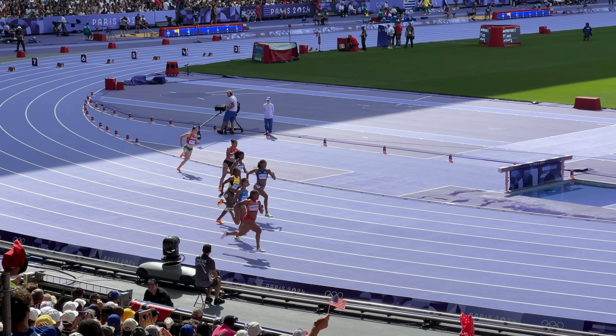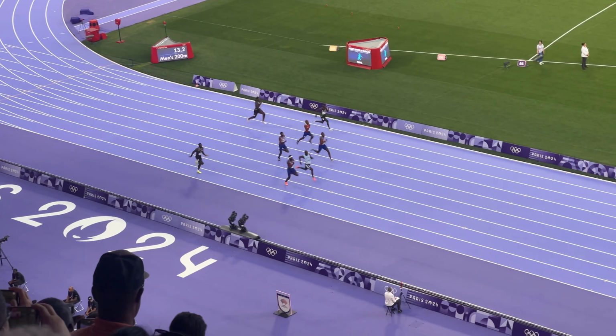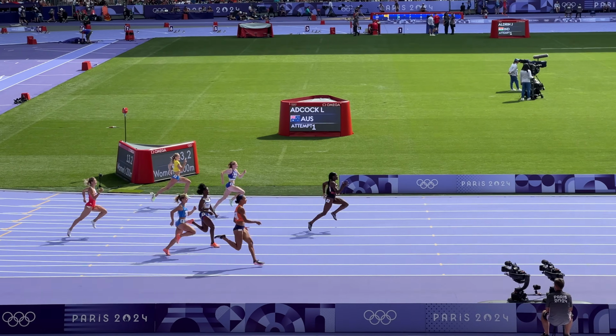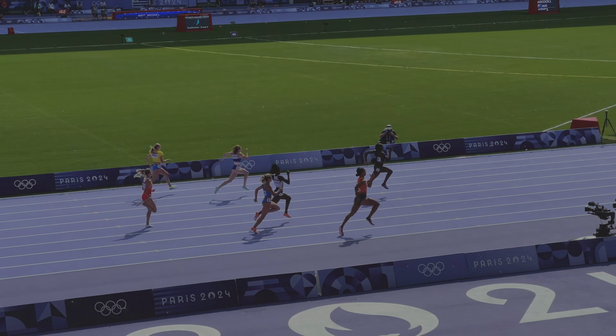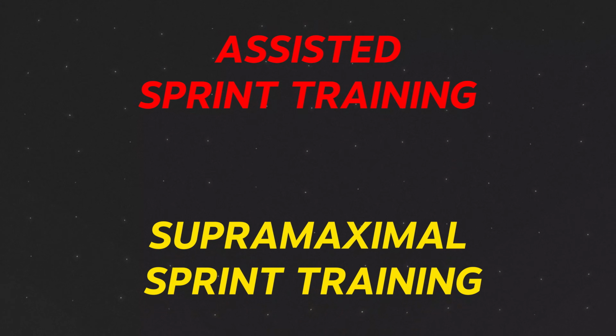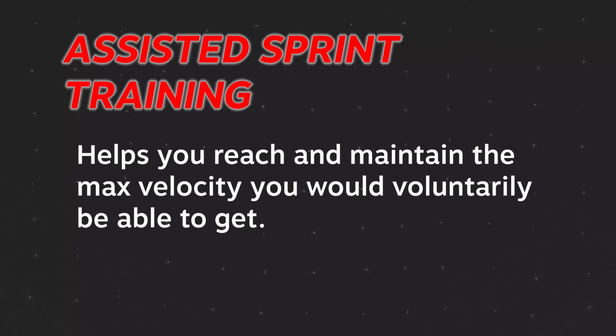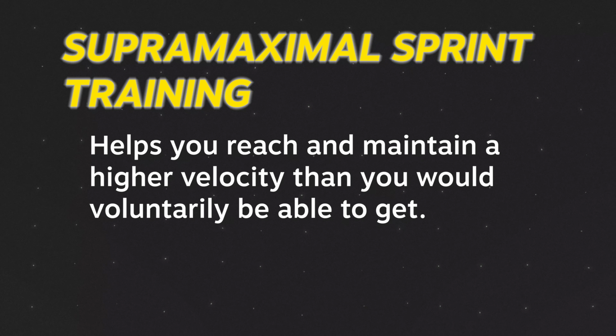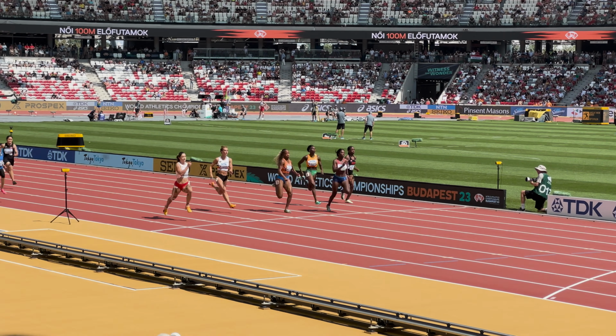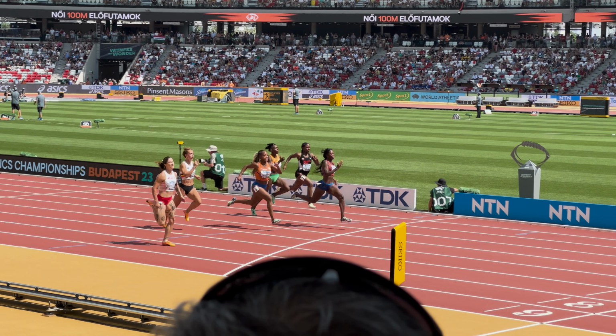One of the main things elite coaches do to get the max velocity of their athletes higher is assisted or supramaximal sprint work. While these two types of training sessions are slightly different, with assisted sprint work helping you reach and maintain your own max velocity, while supramaximal training will help you run at higher speeds than you voluntarily would be able to get, the tools that are being used to do these training sessions are almost identical.